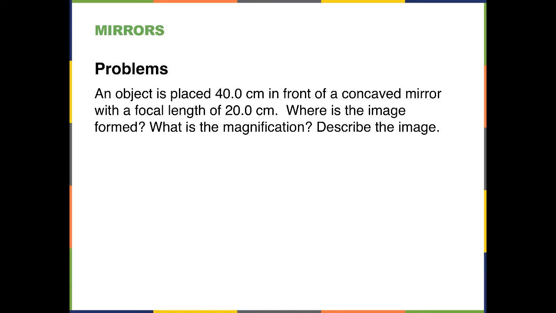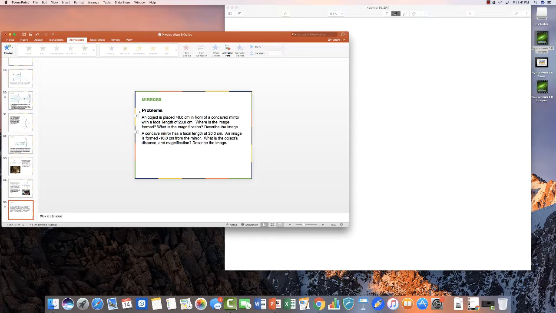Now, this is a case one situation, so you can sort of think about it, because it's beyond the focal length. So you're going to have a real image that's closer to the mirror and that's going to be inverted and small. So let's see if that's how it works out.